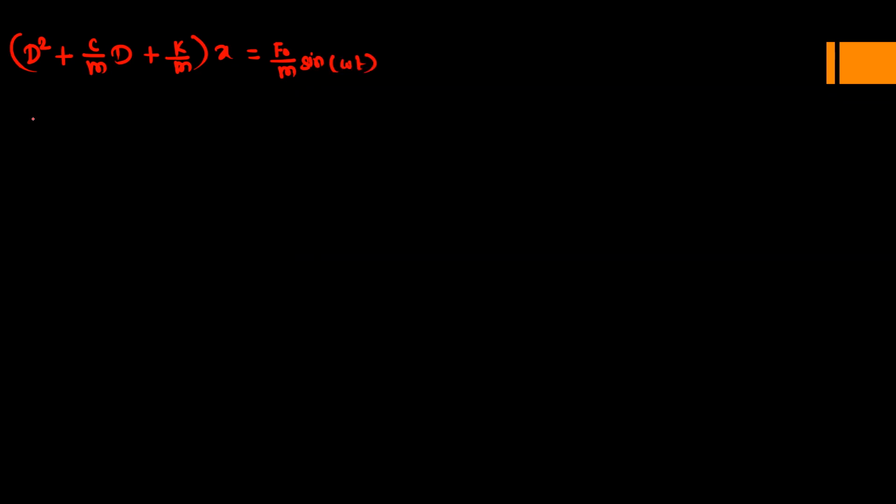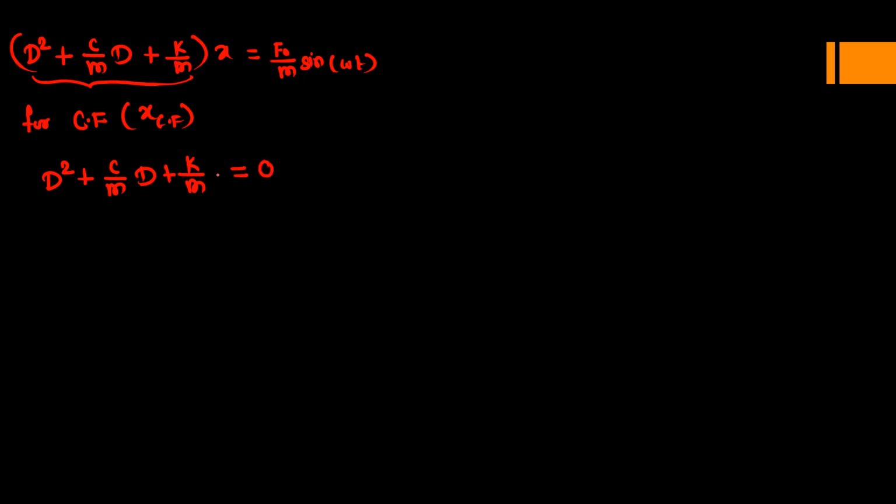Okay. So for the complementary function, which is x complementary, we should equate the complete left hand side term with 0. So we will get the equation D square plus c upon m D plus k upon m, and this is equal to 0. Now the roots of this equation, we have already derived in the damped vibration. So I will directly give the roots of this equation.